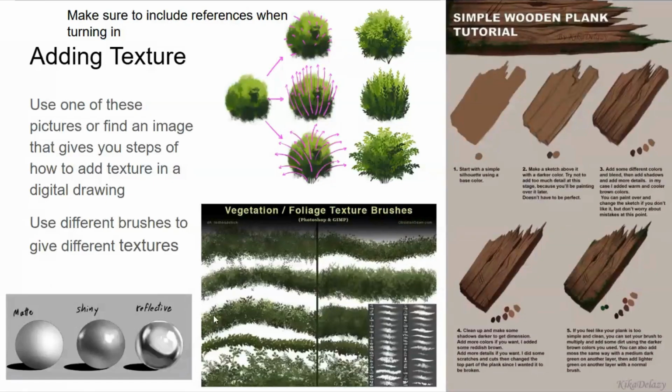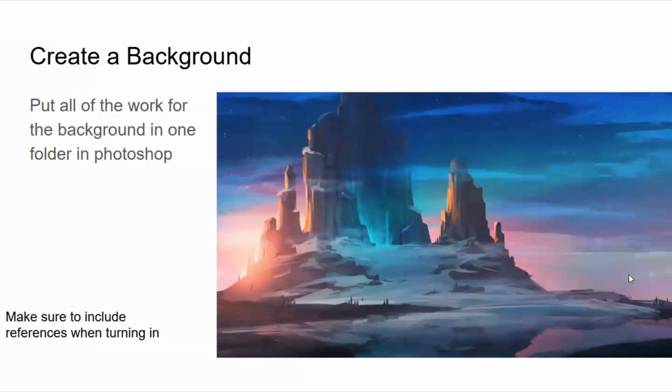You want to think about adding textures too, so that could be different brush strokes, that could be with these small details, like the moss on the wood, wood grain. These are different brush strokes, getting those leaves and trees there. There's different kinds of textures, even with the shading. So is it matte? Is it shiny? Is it reflective?